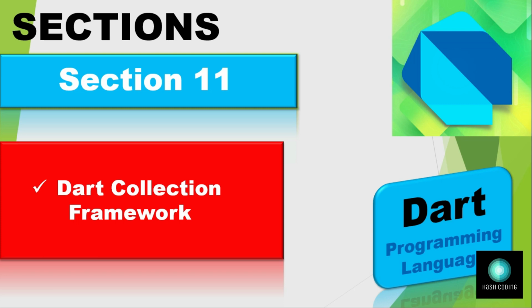Finally, in the last section, you will dive into the Dart collection framework and see what a list, map, and also a set are. Also, you will see what a queue, hash map, hash set, and linked list are in Dart.